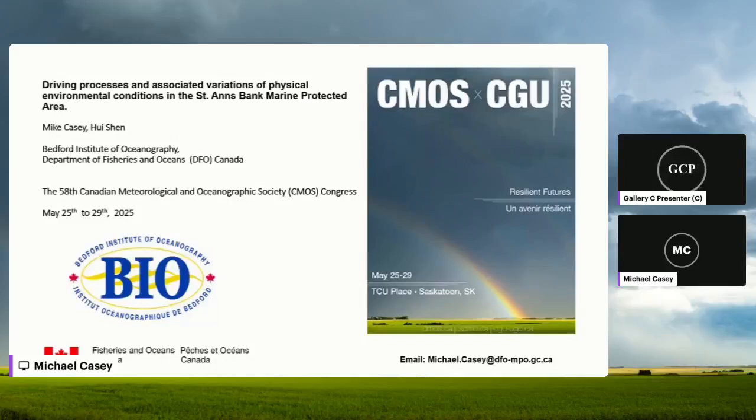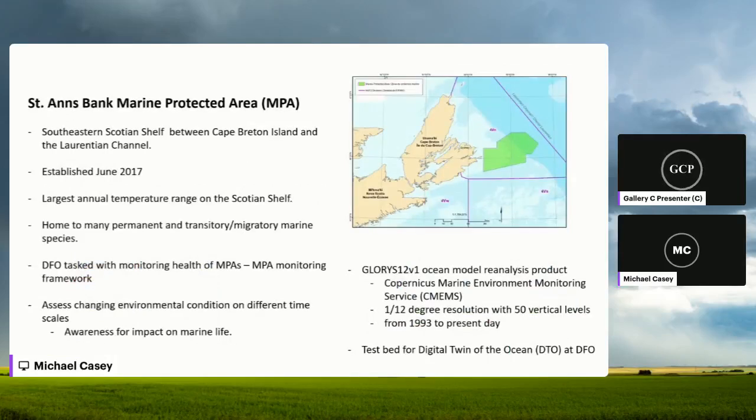Okay. So I'm going to be talking today about the driving processes and variations of physical environment conditions on St. Anne's Bank Marine Protected Area. This is work I've been doing with Hui Shen and others at the Bedford Institute of Oceanography. So we'll be looking at the St. Anne's Marine Protected Area, which is this green area off the southeastern Scotian Shelf between Cape Breton Island and the Laurentian Channel. The MPA was established in June of 2017 as the largest annual temperature range on the Scotian Shelf.